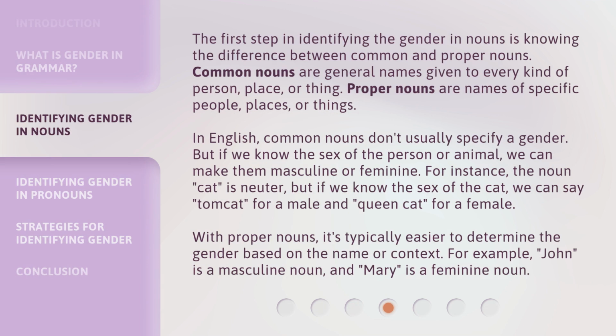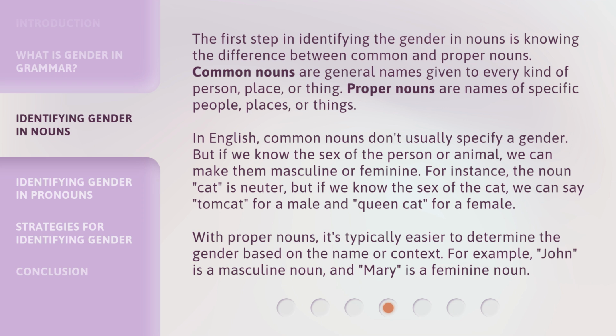The first step in identifying the gender in nouns is knowing the difference between common and proper nouns. Common nouns are general names given to every kind of person, place, or thing. Proper nouns are names of specific people, places, or things.